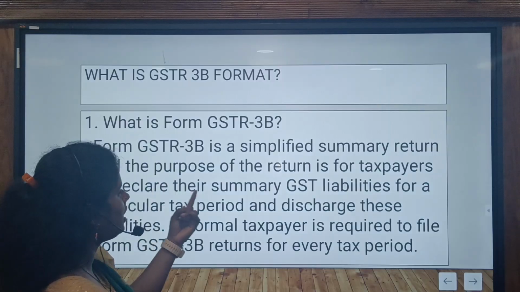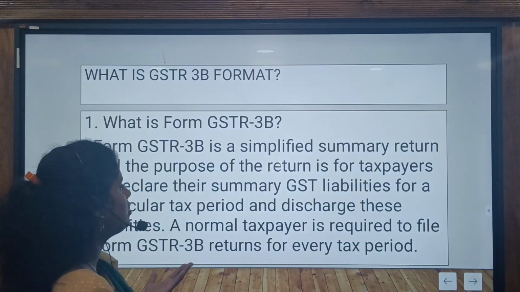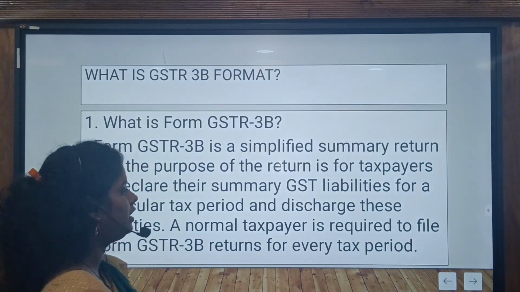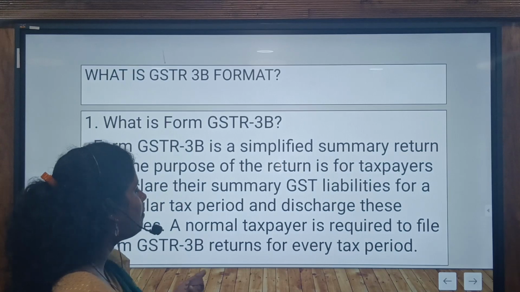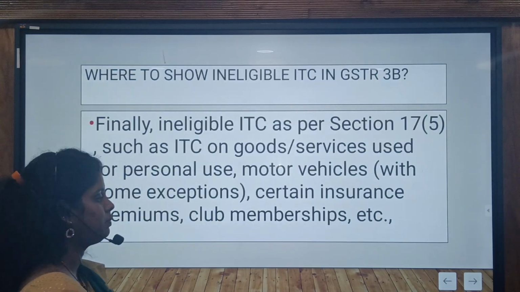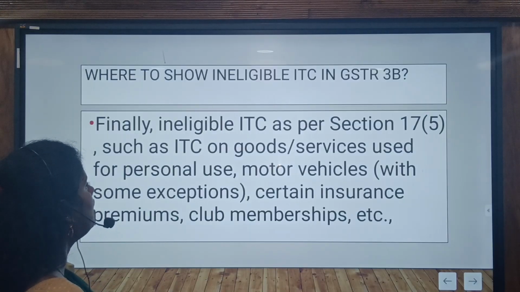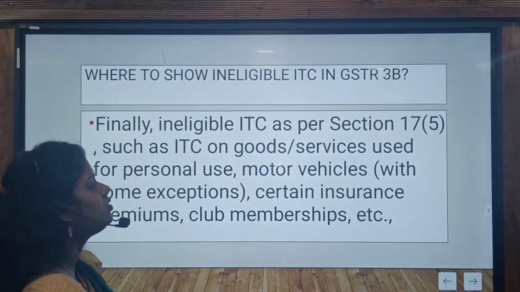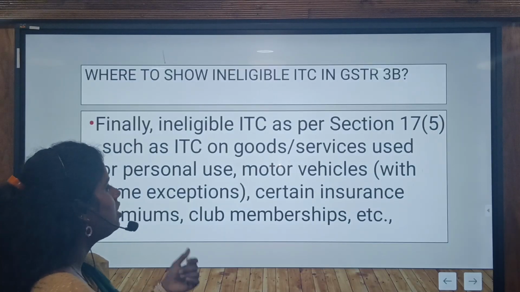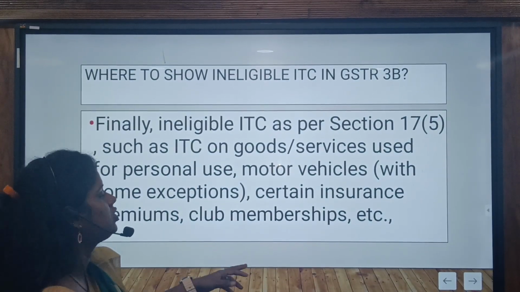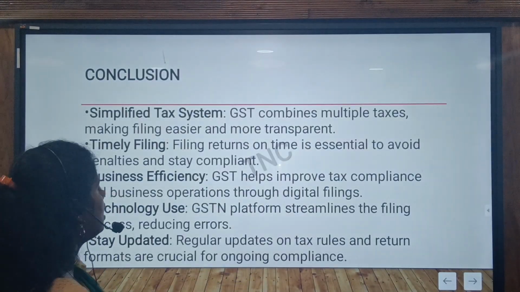GSTR 3B format. Form GSTR 3B is a simplified summary return, and the purpose of the return is for taxpayers to declare GST liabilities for a particular tax period and discharge these liabilities. A taxpayer is required to file GSTR 3B returns for every tax period. Finally, ITC blocked as per Section 17 sub-section 5, such as services used for personal use, motor vehicles with some exemptions, certain insurance, memberships, etc.